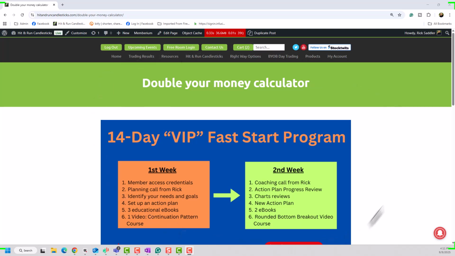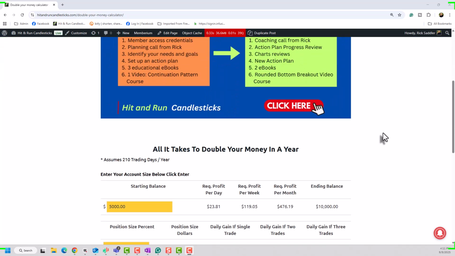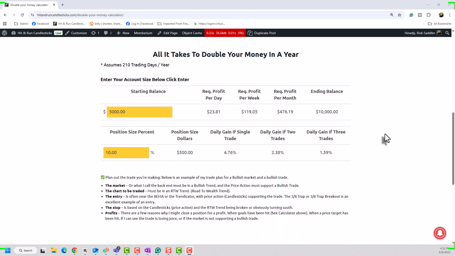And what you'll do is you'll go to this page right here. Scroll down to right there, okay? That's simple. And here's the calculator.